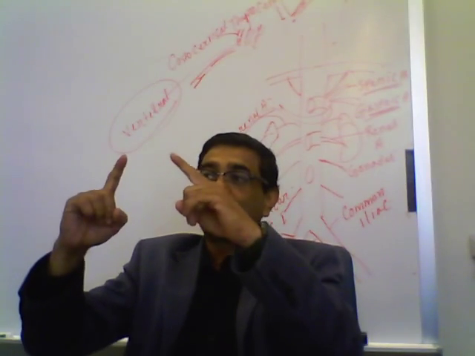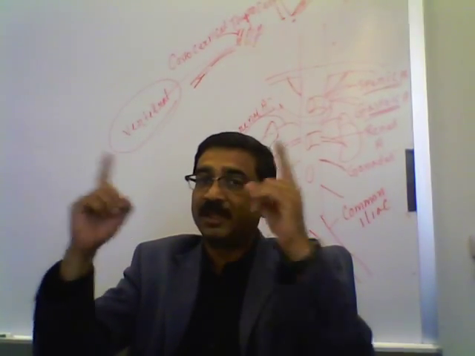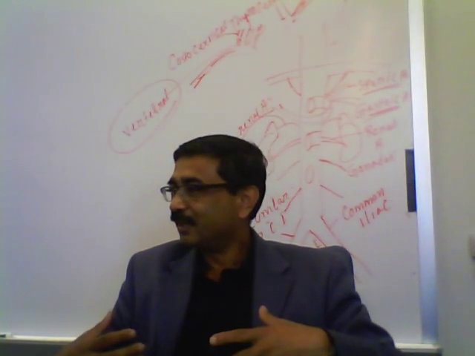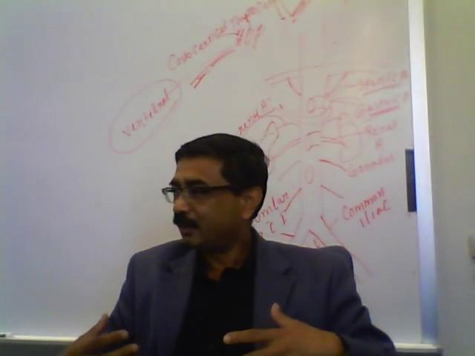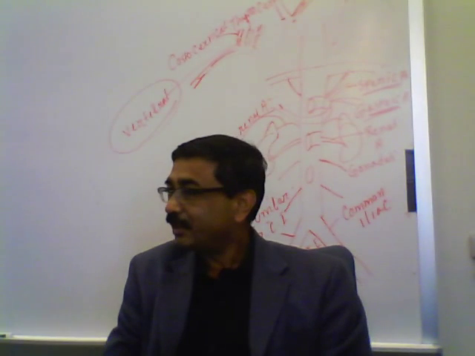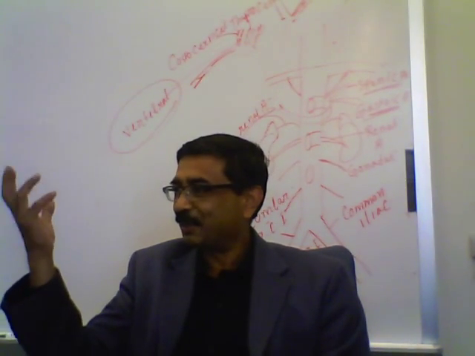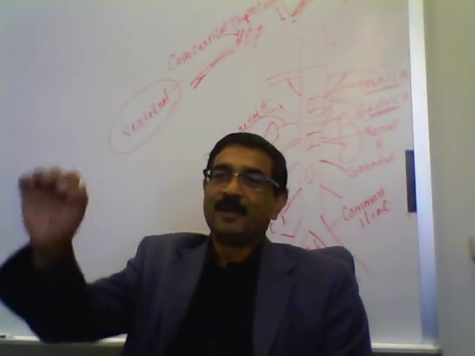Ascending aorta gives two very important arteries, very important, that go to the heart. What are those? Coronary artery, right? Right and left coronary arteries. Coronary blockage can kill the person.